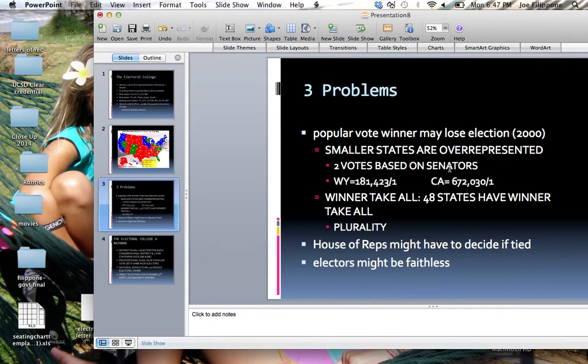electoral vote by 5 votes, I believe. Yes, 271 electoral votes to George Bush, and 266 to Al Gore.